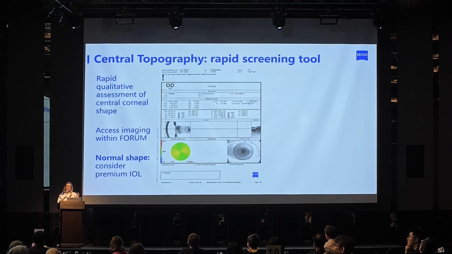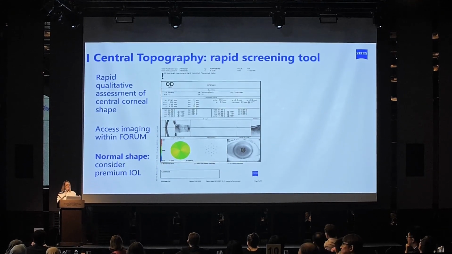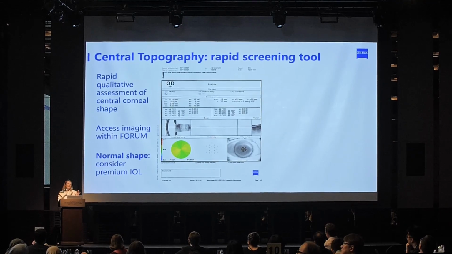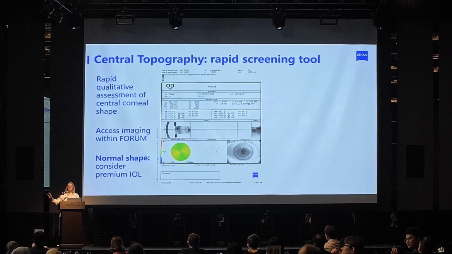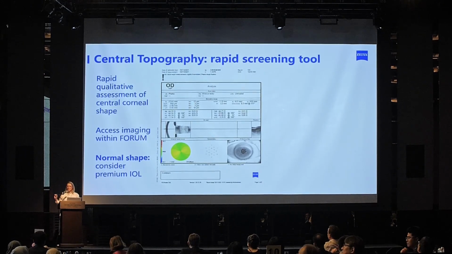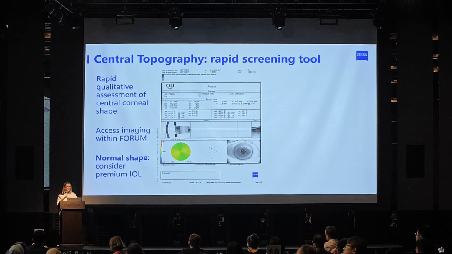So we're going to look at this analyse page, like Dr. Fam said, and we're going to use this as a rapid qualitative assessment of the central corneal shape. A bit like when you have a quick look at your macular OCT. You're not looking at the central macular thickness there, you're not looking at a number, you're looking at the shape to see, does this look anatomically normal? And I can access this within Forum. So in my practice, I'm able to view the macular scans, the retinal nerve fibre layer scans, and my central topography within Forum, so I'm not going through multiple softwares to access the information.